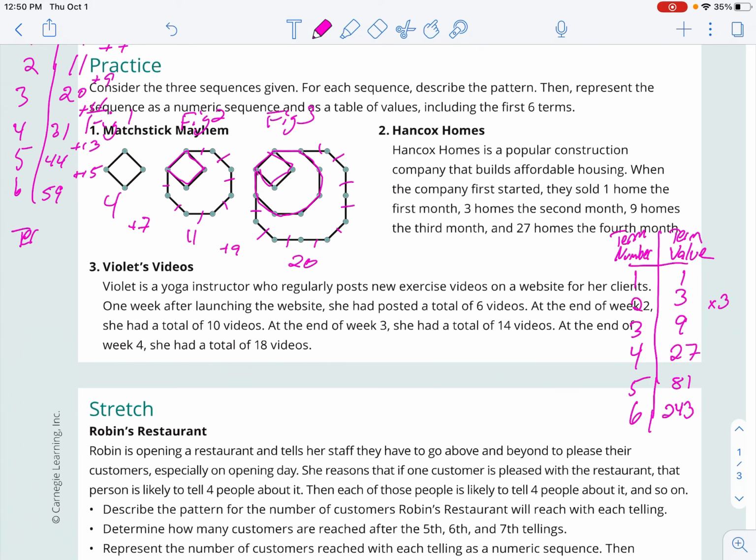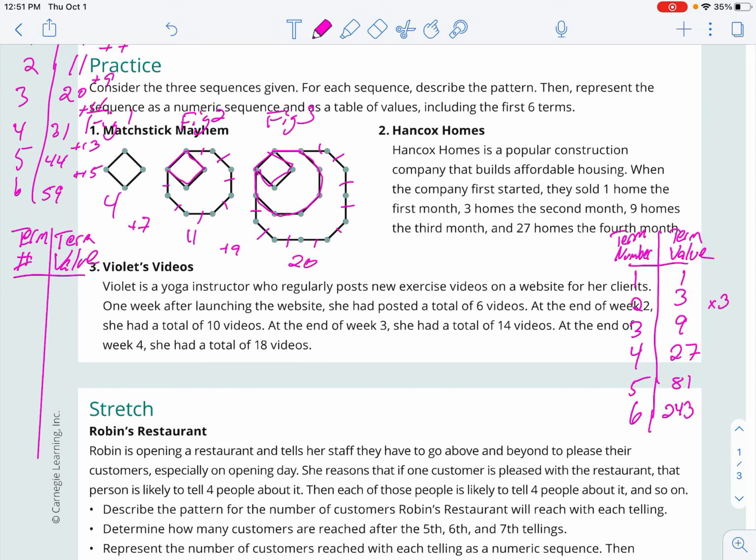For Violet, okay, let's set up our table over here. Our term value. And then let's put that better. Okay. Violet, as a yoga instructor, regularly posts new exercise videos on a website for her clients. 1 week after launching the website, she posted a total of 6. At the end of week 2, she posted a total of 10. At the end of week 3, she had a total of 14. And at the end of week 4, she had a total of 18.